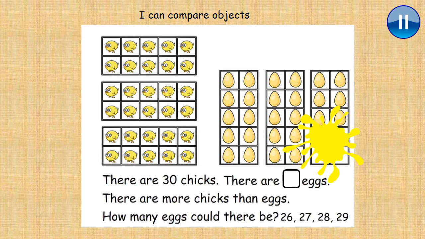There can't be 30 as the clue says there are more chicks, that's 30, than eggs. How many were there? Let's check. There are 28. Well done, everyone.